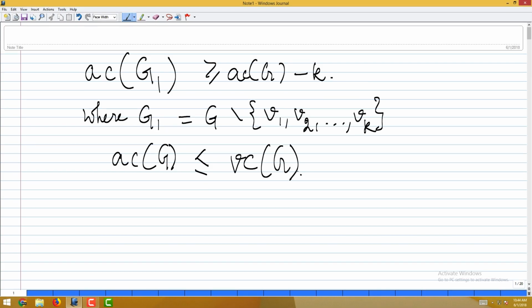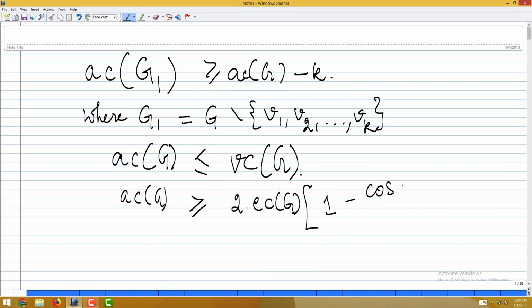let me just make it clear. And it also has a lower bound using edge connectivity. So, AC of G is also greater than or equal to 2 times the edge connectivity of G times, if I am not wrong, 1 minus cos pi over n.